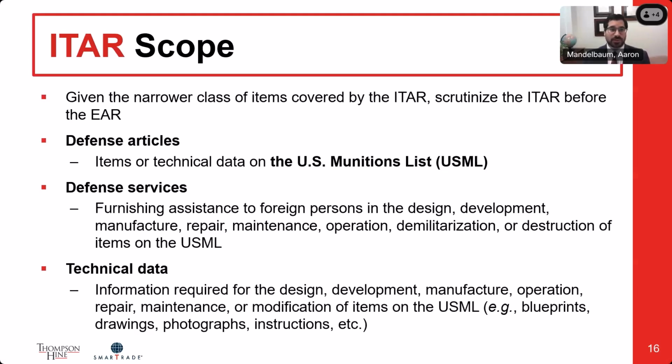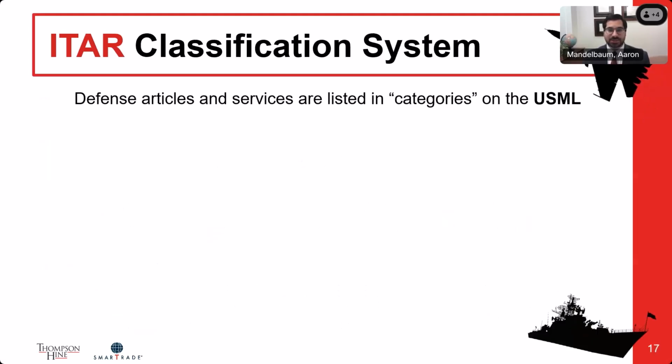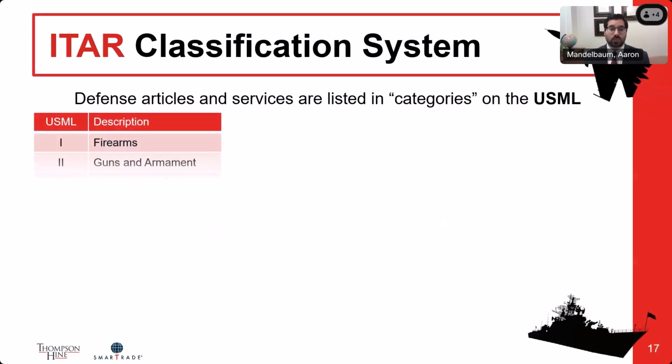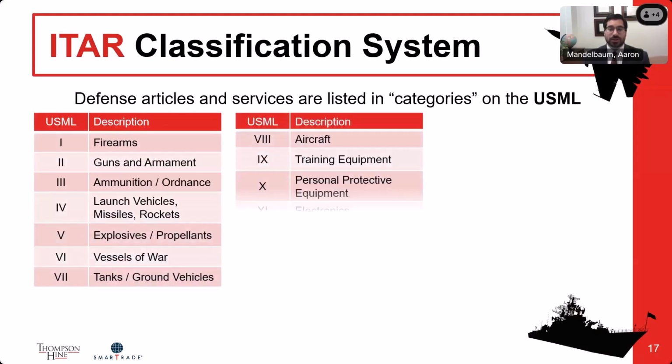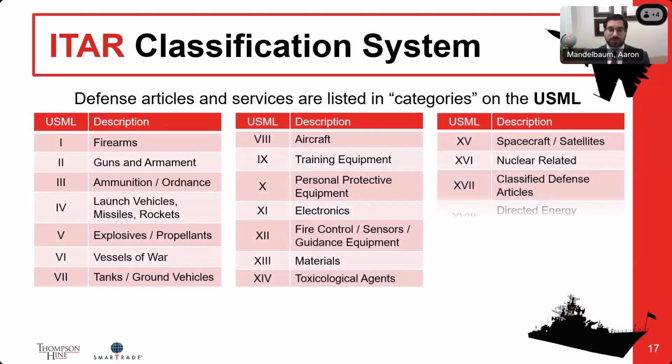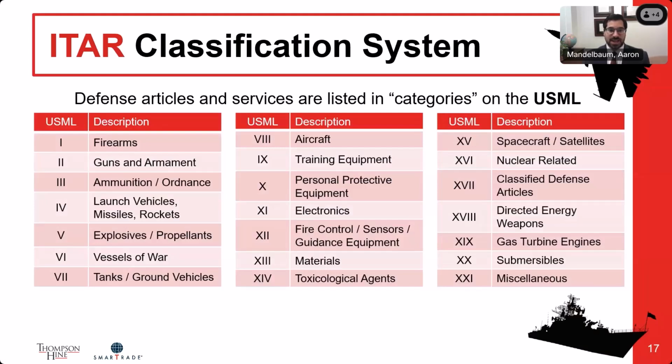Now, that is what the ITAR covers. And I want to talk about its classification system, the USML, how it's actually devised. And as we can see, there are 21 different categories on the USML where you will find defense articles and services. I don't think any of this is super surprising.